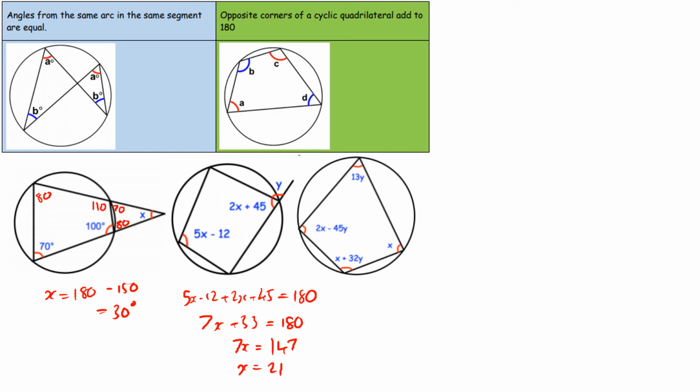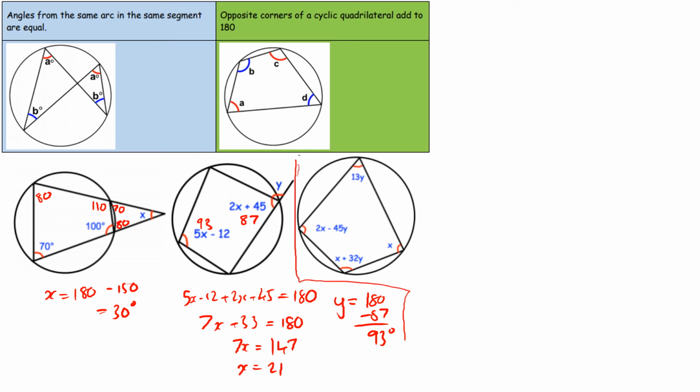And then we can fill in what that would actually be. So 5 times 21 minus 12 would give you 93 degrees, and 2 times 21 plus 45 will give you 87, and they do add up to 180, so we know we've not made too much of a mistake. Lastly, y in that same question would be 180 take away 87 because it's on a straight line with that 87. That would be 93 degrees.